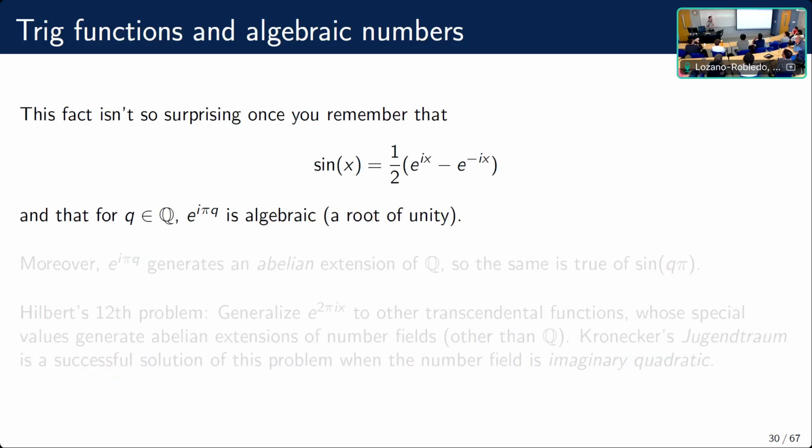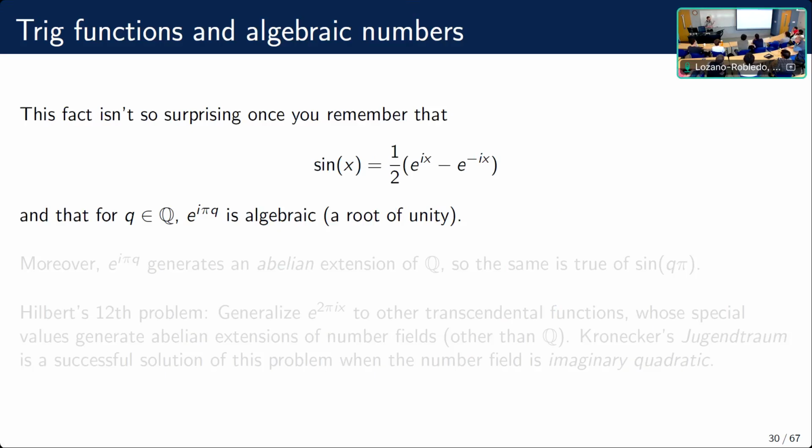Now, okay, the fact is not that surprising, actually. I mean, you could prove it like this. So there's a relationship between the sine function and this exponential function e to the ix. Okay, here it is. And then if I just plug in the number pi times q into this, I get e to the i pi q. And then that q has a denominator.